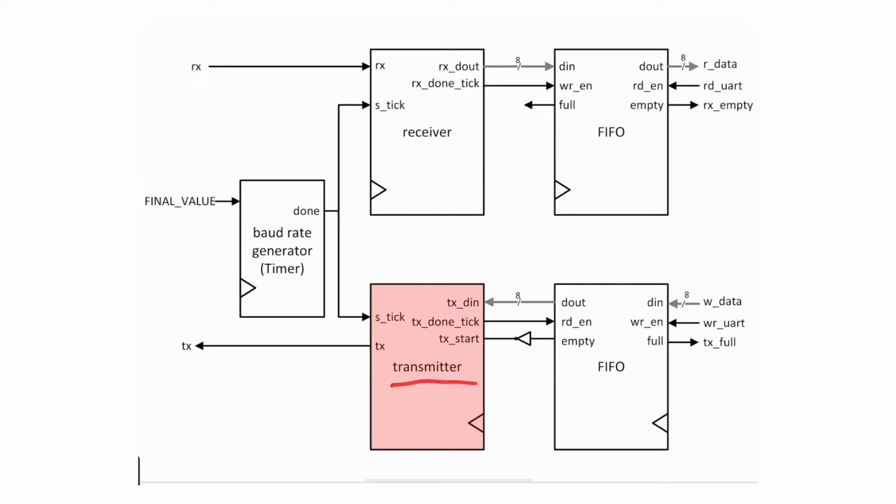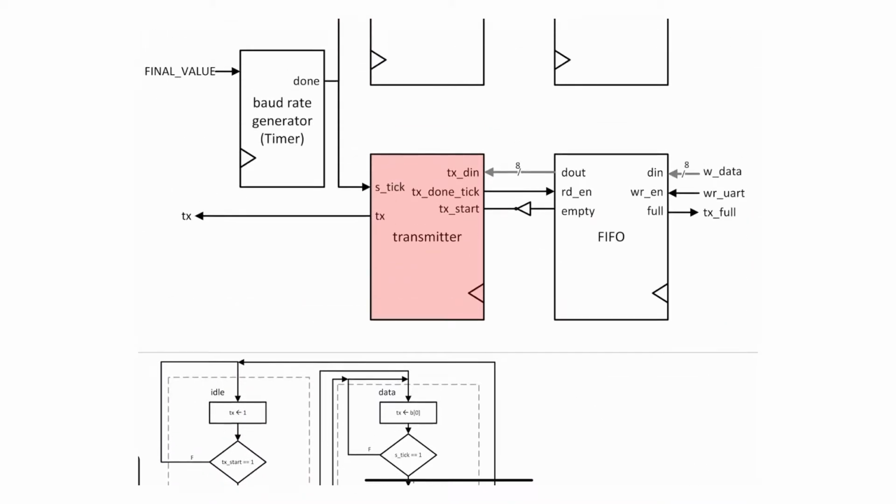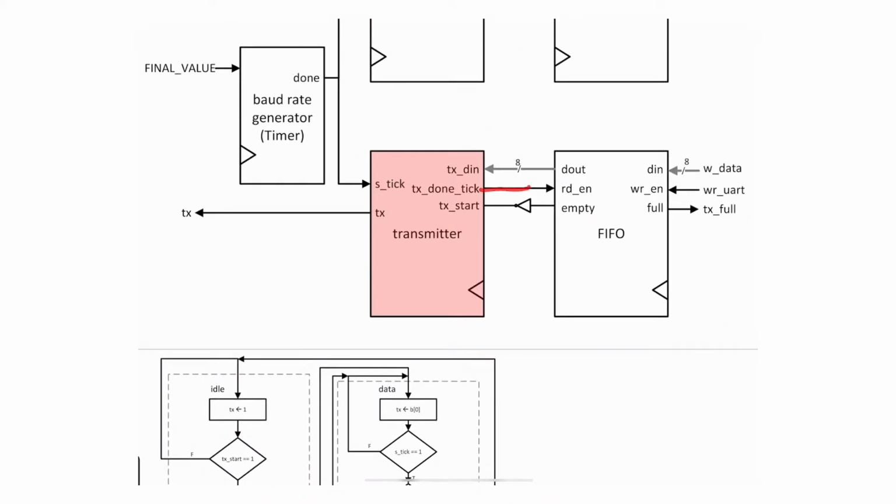Well, it's a finite state machine that pushes this data at 16 times the baud rate. So let me just show you the ASM, or the ASMD chart for that matter. The ASMD chart tells me that the transmitter takes this as an input. I'm not showing the inputs and outputs, but you can see them in here. This is an output, this is an input, this is an input, this is an output.